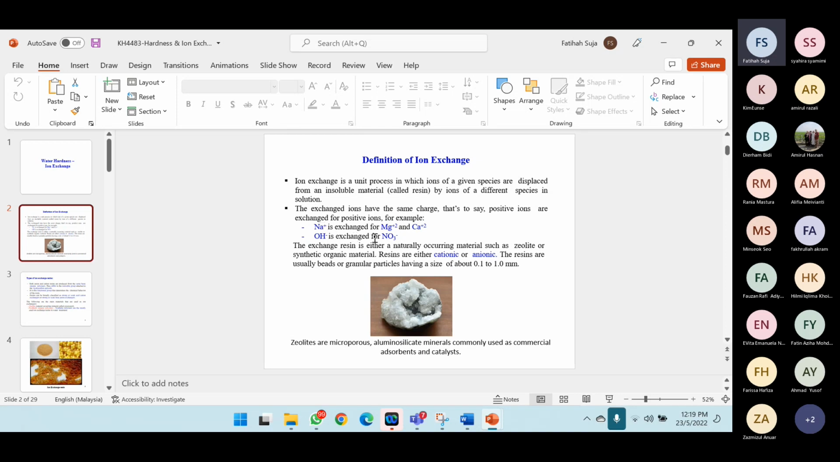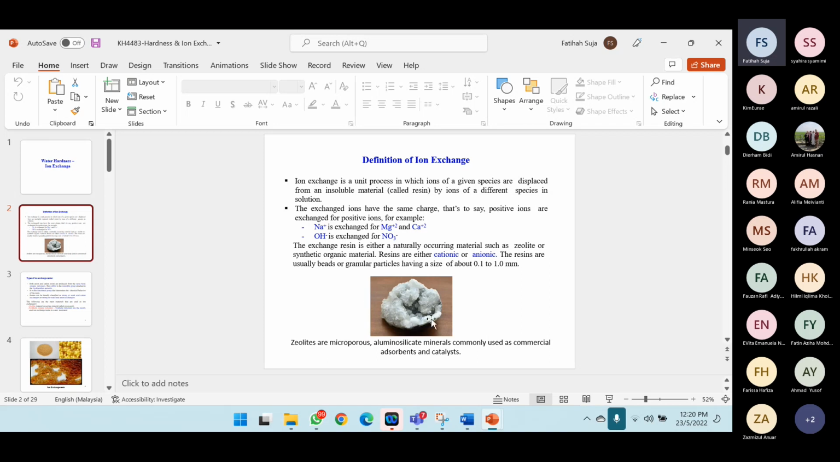So OH minus is exchanged for nitrate. So meaning that whatever there is, there is a rule. When you want to remove magnesium and calcium and you have this OH, then you need to choose the right resin. The exchange resin is either a naturally occurring material such as zeolite or synthetic organic materials. So resins can be either cationic or anionic. Okay, the resins are usually beads or granular particles having a size of about 0.1 to 1 millimeter.